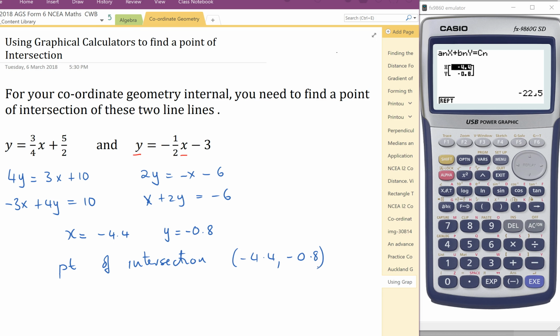You don't need to show any of the working that you've done. It's understood that you're using a graphical calculator, and that's going to give you your solution.